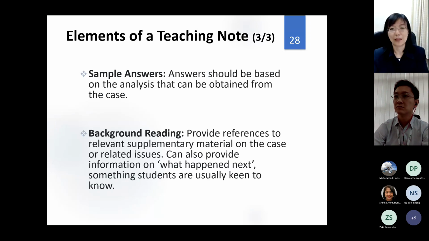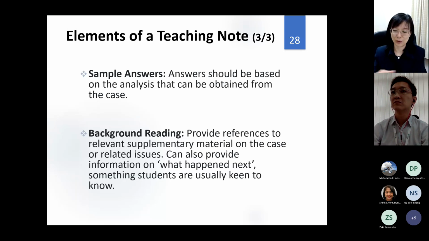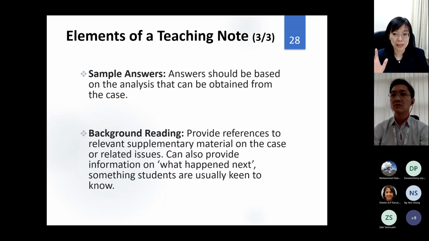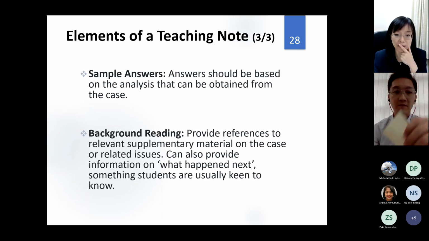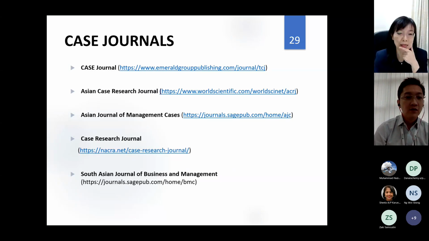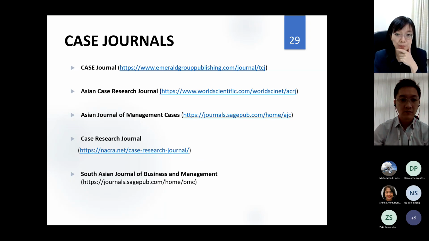And sometimes I see that some cases also provide what happened to the company. Maybe after writing, you want to tell them, okay, actually the company took this decision and this was what happened. Right, so you can put it there. Right, so those are my take on the teaching note. Yeah, and I think that is my second last slide. My last slide is really some case journals that you can refer to.